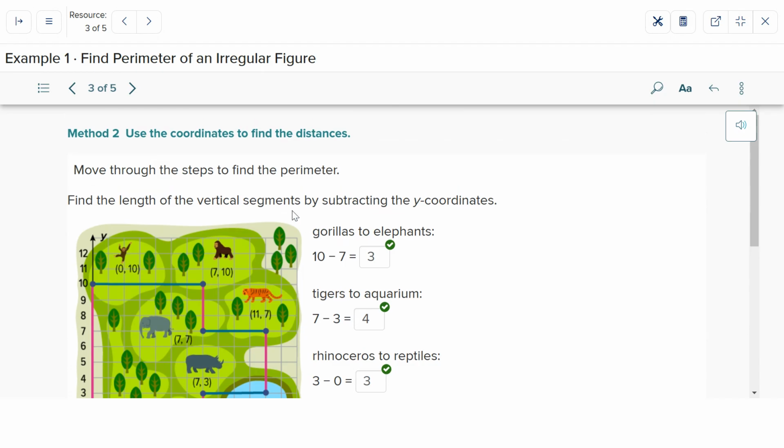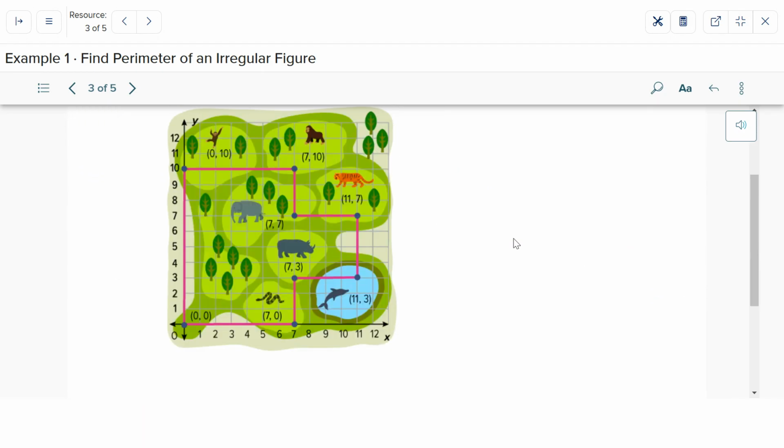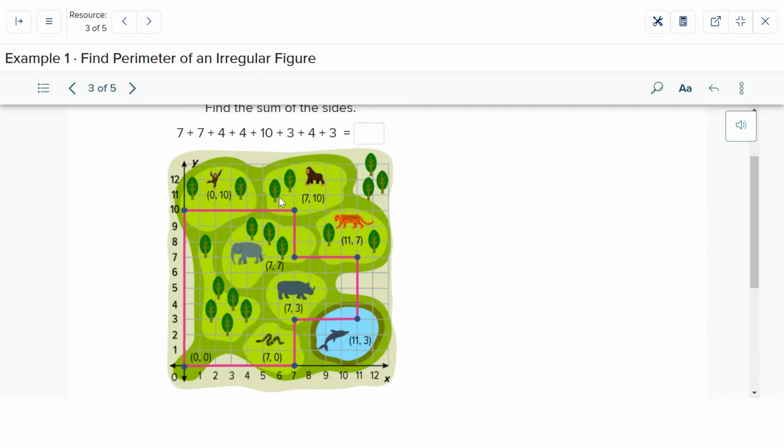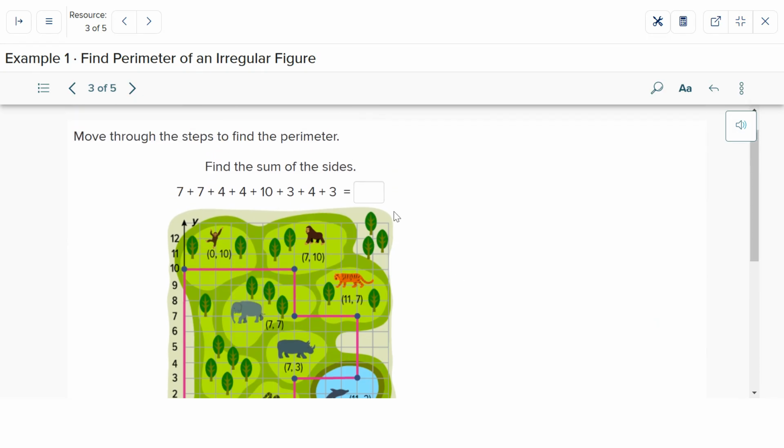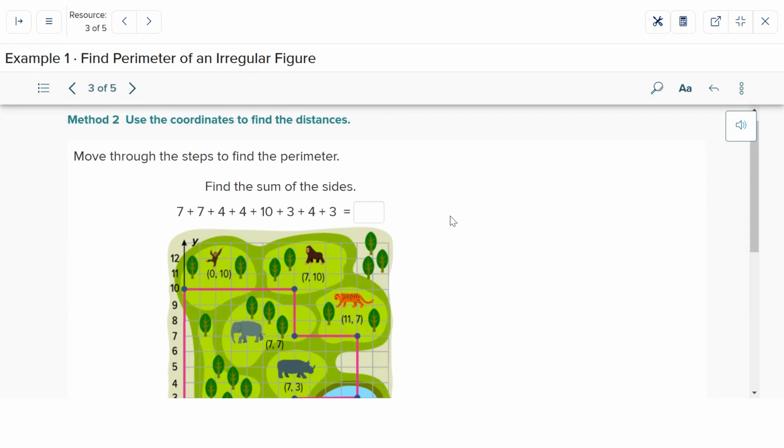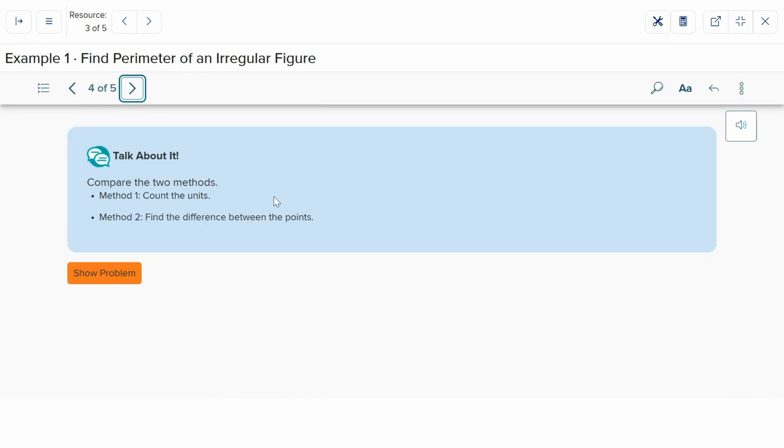Okay, and then once we know all of our individual differences, we can add them together, and that will give you the perimeter. So again, the two methods on a coordinate plane: you could just count the units, or you can find the difference between the points.